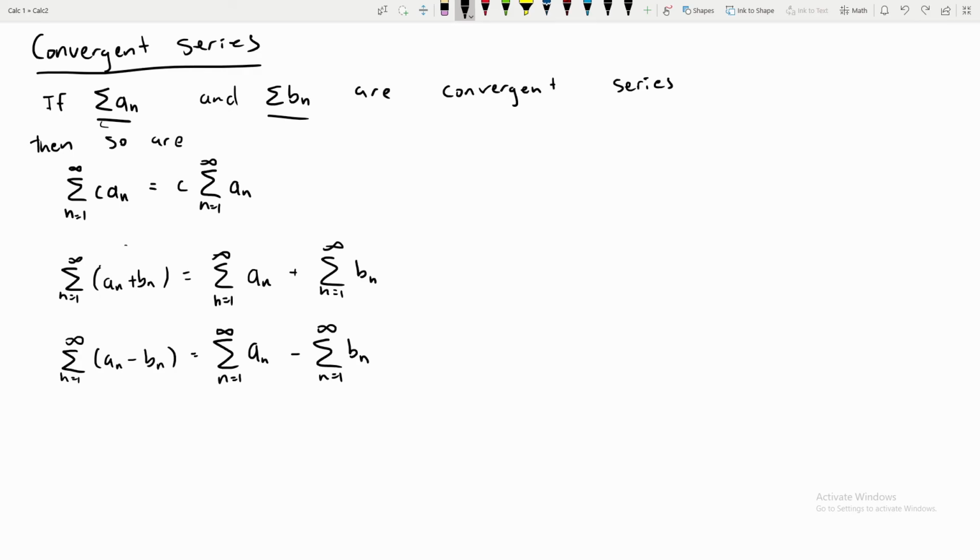We can see why. We're going to break it down into their individual series right here, and since both of those separate ones are convergent, then the whole sum is going to be convergent. And the same thing applies to the difference. The difference can just be broken down again into their separate series right here, and since both of those are convergent, then the whole difference will be convergent.